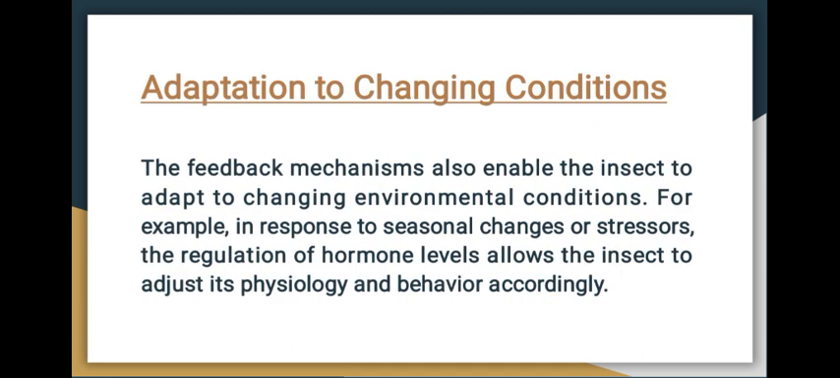Adaptation to changing conditions. The feedback mechanisms also enable the insect to adapt to changing environmental conditions. For example, in response to seasonal changes or stressors, the regulation of hormone levels allows the insect to adjust its physiology and behavior accordingly. So, regulation according to environmental conditions is also happening inside the insect's body.